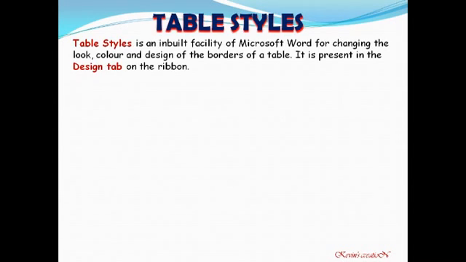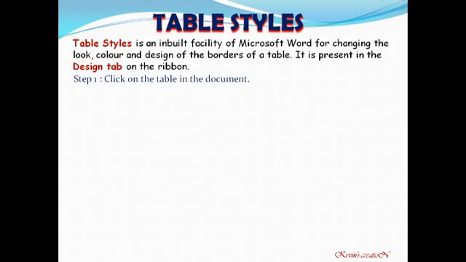Now comes table style. What is table styles? It is an inbuilt facility of Microsoft Word for changing the look, color and design of the borders of a table. It is present in the design tab on the ribbon. So still some more things you can do with your table to make it look attractive.